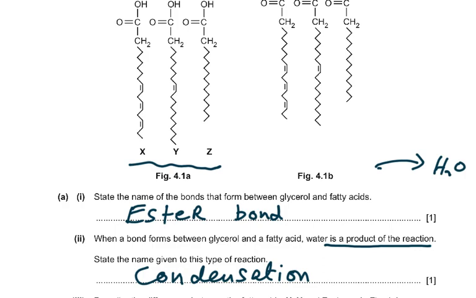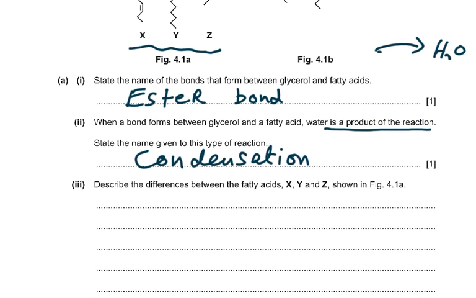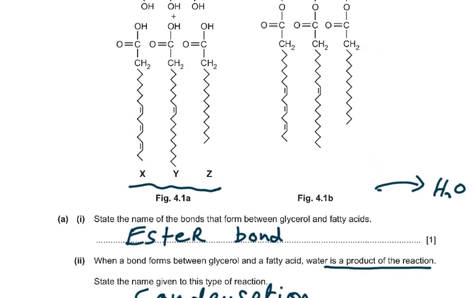The differences, it says differences between the fatty acids X, Y, and Z. Now, if you look at them, what are the differences? Very simple. Different lengths. Y is the longest and Z is the shortest. You can see here, Y is the longest and Z is the shortest. Then Z is saturated.